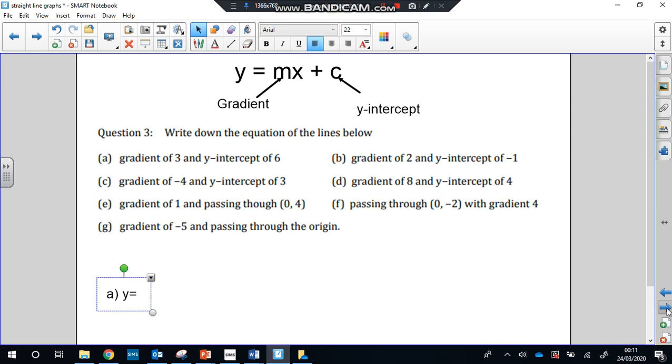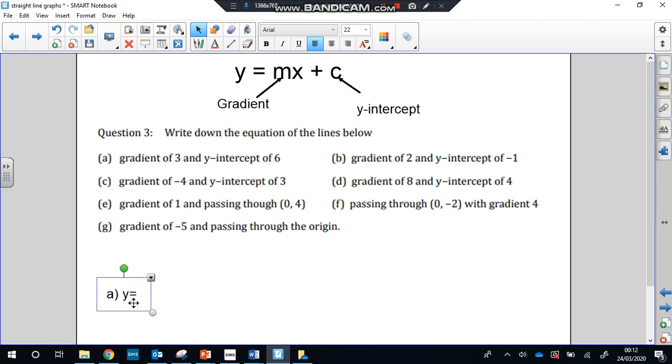Okay, so for these questions, you're asked to write down the equation of the line. So we've learnt that the equation of the line tells us something about the graph. The number multiplying the x, which we call m, is the gradient, and the number we add to those x's is the y-intercept. So here we're sort of working backwards. We know the gradient and we know the y-intercept, so can you work out the equation?